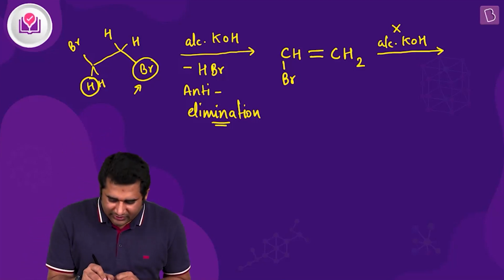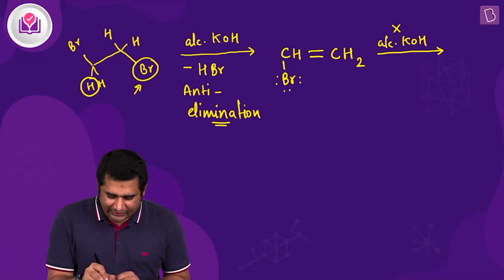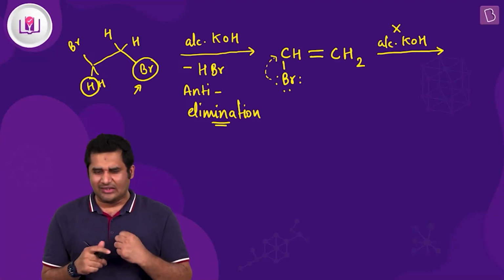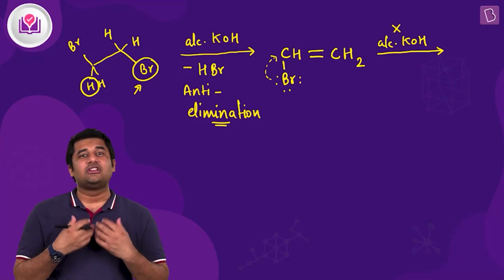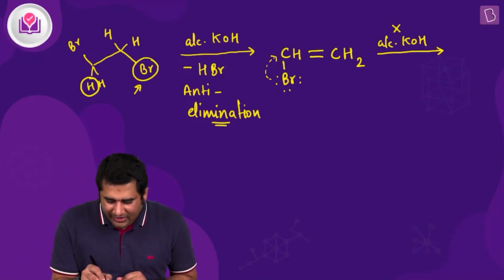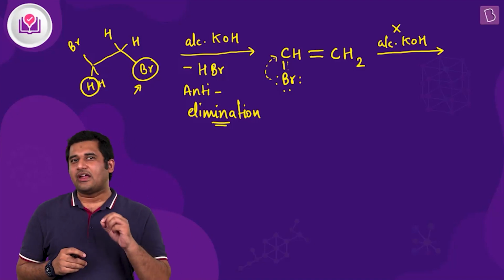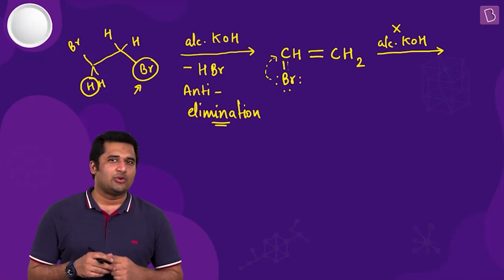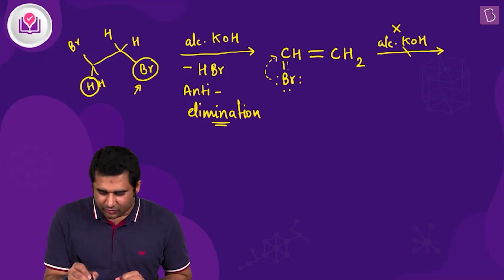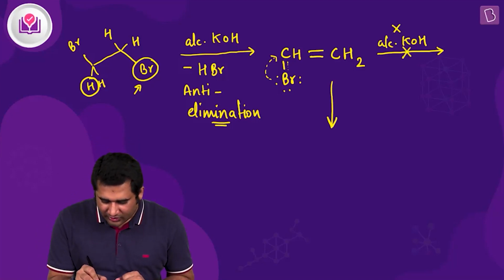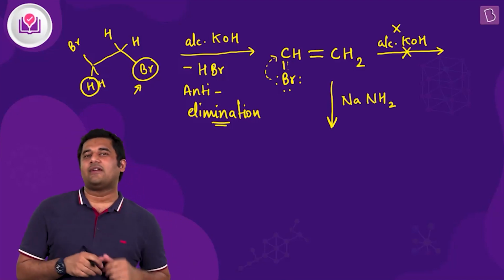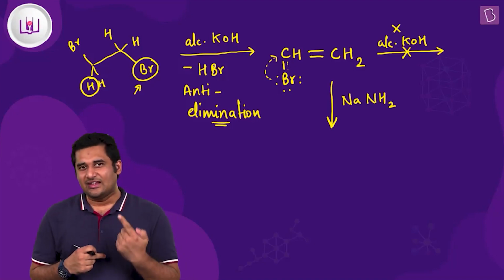Why is it so? Because bromine has lone pairs on it, and these lone pairs participate in resonance. Although the participation is very small, still due to it there will be a partial double bond character between this carbon and bromine. Because of this, further elimination using alcoholic KOH will not be possible. So there will be no possibility of this reaction. Now what we have to use here is NaNH2, in place of alcoholic KOH, to carry out the elimination further.